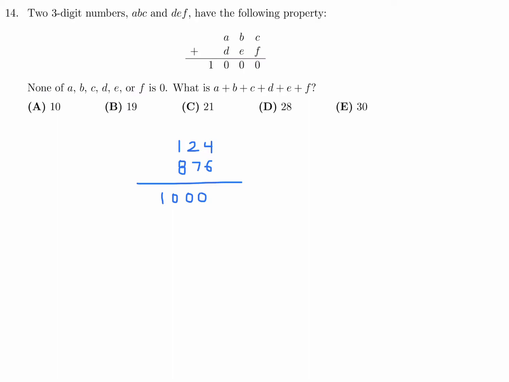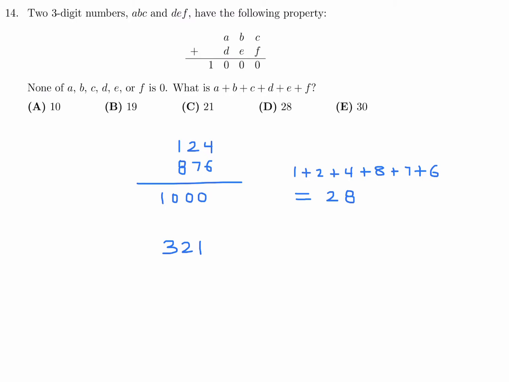And let's see what the sum is. 1 plus 2 plus 4 plus 8 plus 7 plus 6. If you add those up, it equals 28. So you might think, okay, well, that's great, but what if you have another set of two numbers that add up to 1,000? Won't it be different? Well, let's see. Let's choose another one. And like I said, you can choose any one you want.